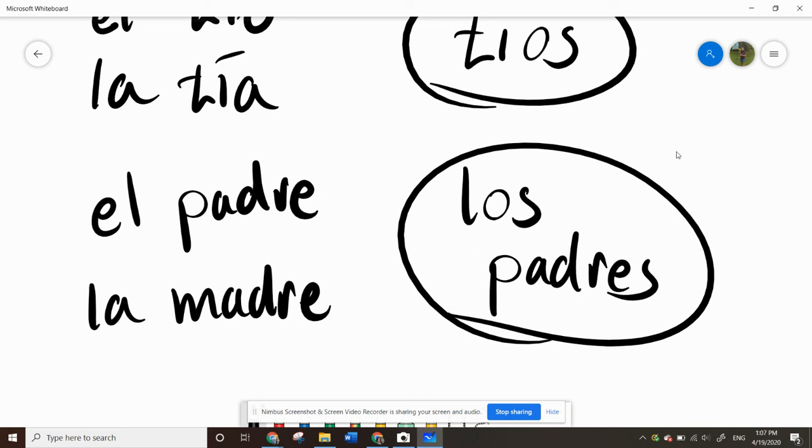Now this could also mean in some sort of circumstances the dads, like maybe a whole bunch of dads got together and had a dad party. I don't know. Then you would still say los padres. But most often if you hear someone say los padres, they're talking about the gender neutral parents in general.